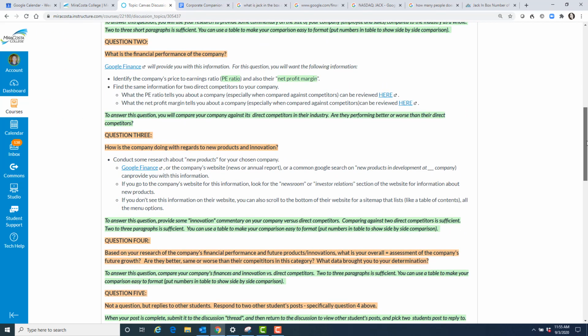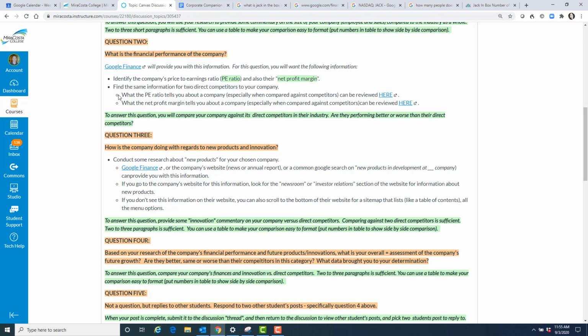What is the financial performance of the company? Google Finance is going to be our friend here. We already have that open. But what I'm asking for you to gather here is what's the company's price to earnings ratio? And what's their net profit margin for your corporate companion company, mine's Jack in the Box, but also for two direct competitors. So if I'm using Jack in the Box, my direct competitors that I'll choose could be McDonald's, obviously. And then a second one that's publicly traded, like a Wendy's would be another one.